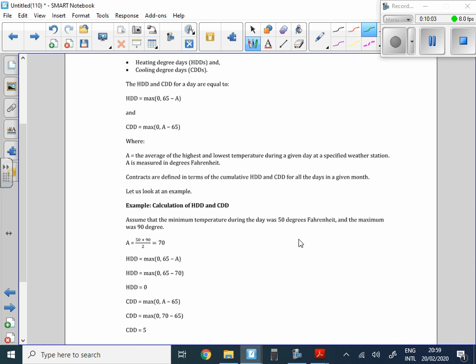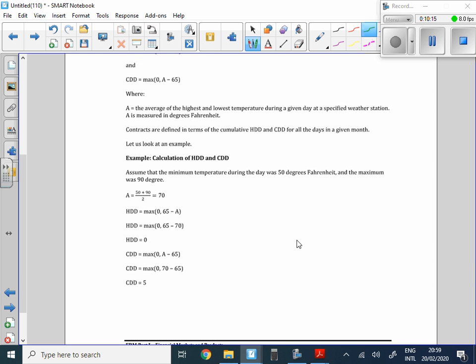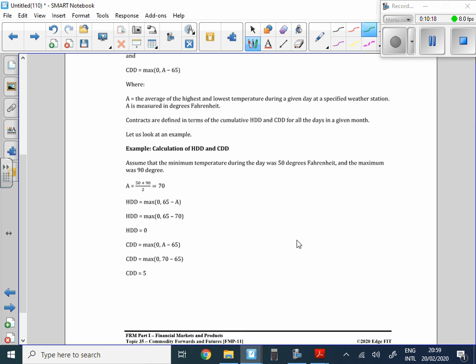Assuming the minimum temperature during the day was 50 degrees Fahrenheit, maximum was 90, A will be the average. So what would you do? You'd take the high, 90, the low, 50, average that, you get 70. And then what you do is you just run your two calcs. HDD is a max of 0, 65 minus 70, so you would use 0. And on the other side, that's 70 minus 65, and for CDD, cooling degree days, you would use a number of 5. That's really just the maths behind it, guys. Have a quick peek at that and make sure that you can answer the question, if it does come.